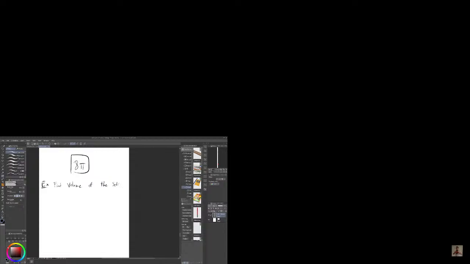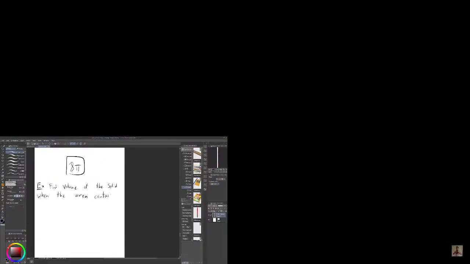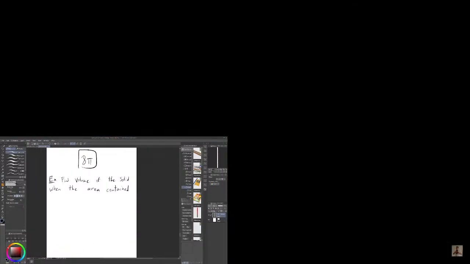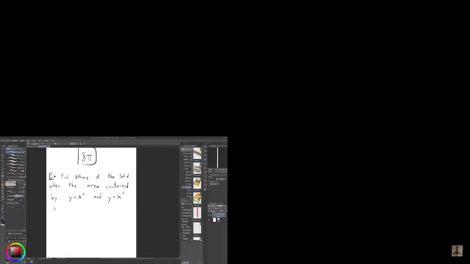Now, just as a refresher, if we are revolving around the x-axis, note that your equations should be solved for y. They should be in terms of x. So y equals and then a whole bunch of x's. That's what solved for y or in terms of x mean. So around the x must be dealing with x's. You got it? Around the y must be dealing with y's.